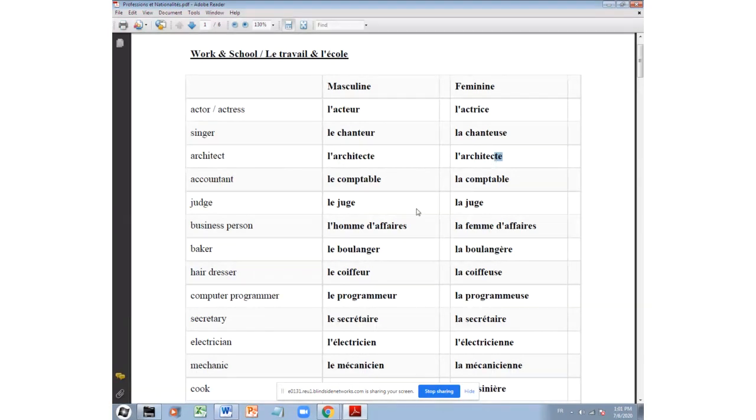Le comptable, that is accountant. So accountant, if you say comptable, comptable, the same. Juge, juge. So let me ignore the article just to share with you the profession. And please, I'm inviting you, once we are done, try to note down all these professions. I've said it is simple. The profession, simply drop the article because here you have them as a noun.